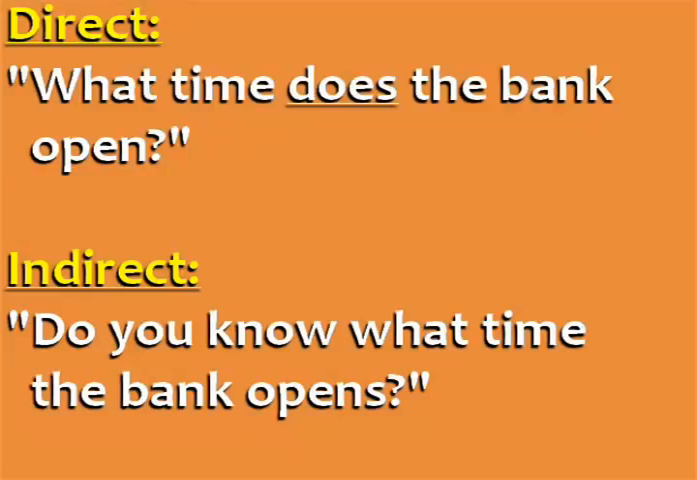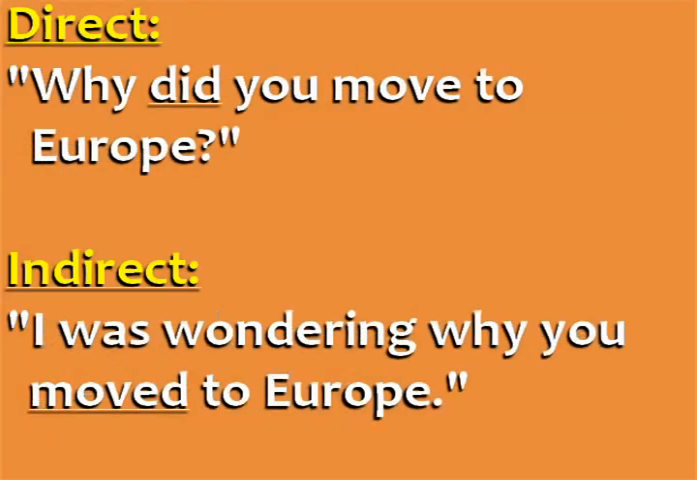In indirect questions, we don't use auxiliary verbs like do, does, or did. Also, in the indirect question, we say the bank opens. Direct. Why did you move to Europe? Indirect. I was wondering why you moved to Europe. Again, there's no auxiliary verb did in the indirect question. As a result, we say moved instead of move.